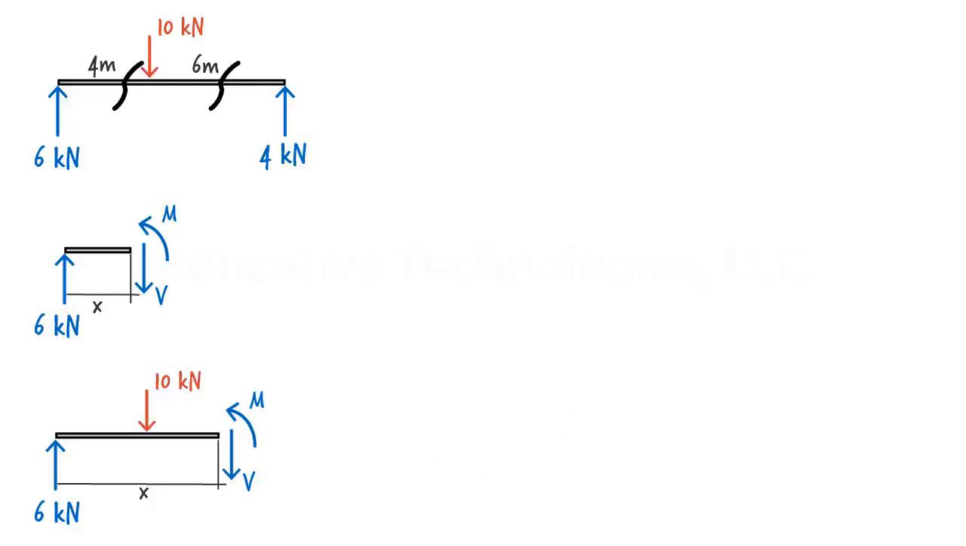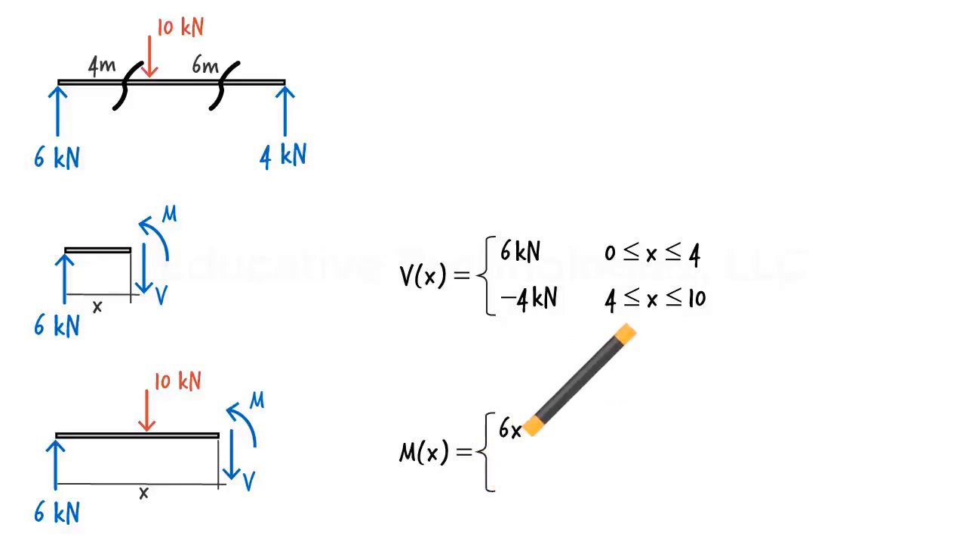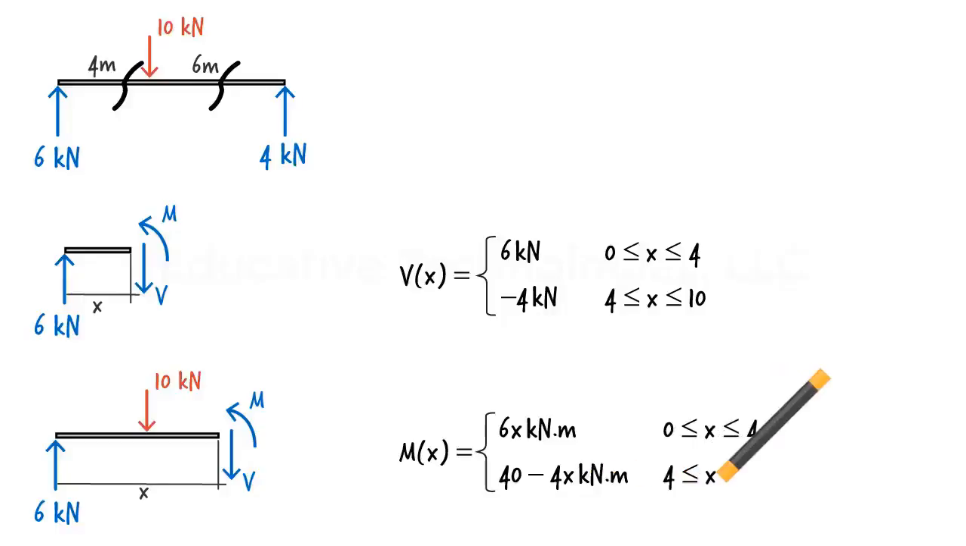Let's summarize the results. Shear in the beam is expressed algebraically using 2 equations. The first equation gives us the shear value in the beam when x is between 0 and 4. The second equation gives us the shear value when x is between 4 and 10. Similarly, moment in the beam is expressed algebraically using 2 equations. The first equation gives us the moment value in the beam when x is between 0 and 4. The second equation gives us the moment value when x is between 4 and 10. Here also, moment at x equals 4 can be calculated using either of the 2 equations.